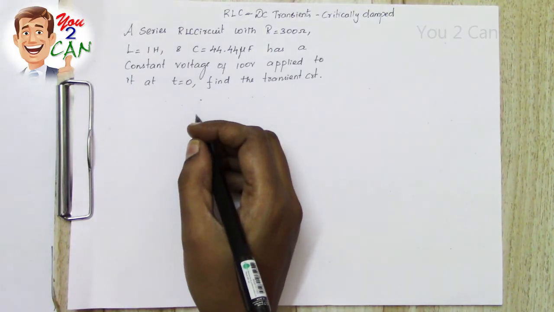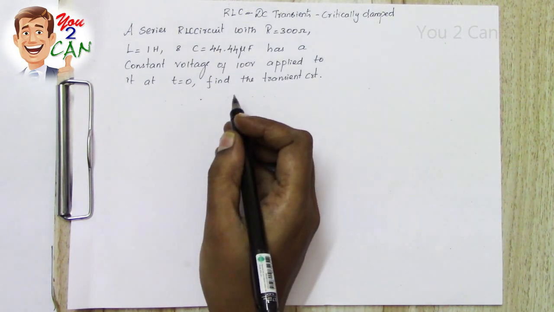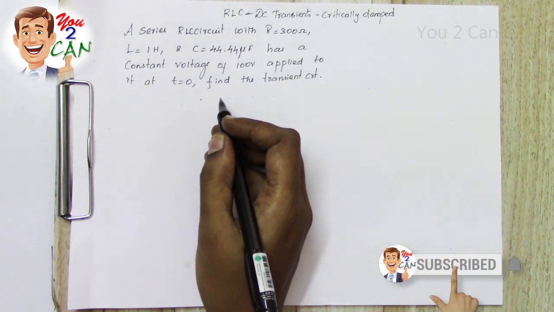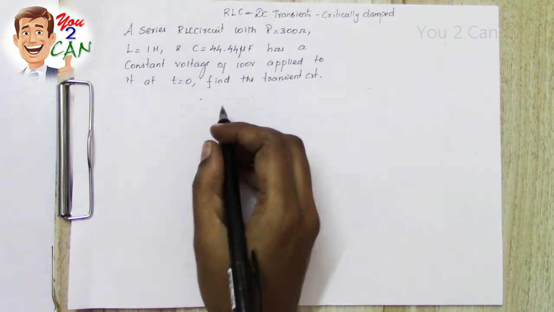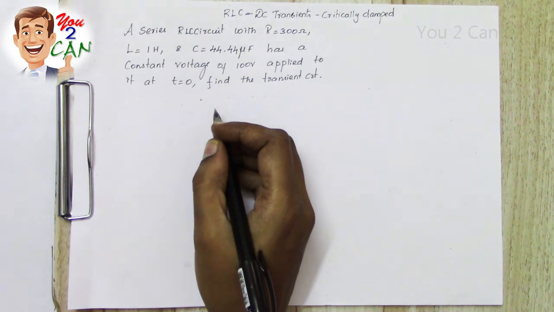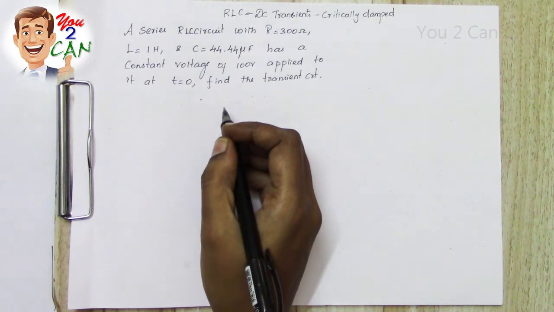Okay, now let us see another problem regarding RLC DC transients, which is a critically damped case. Critically damped case means here (R by 2L) the whole squared will be equal to 1 by LC. So after seeing the problem, you have to find the values of (R by 2L) the whole squared and 1 by LC. If both are equal, it is a critically damped case. Now we are going to solve the problem.